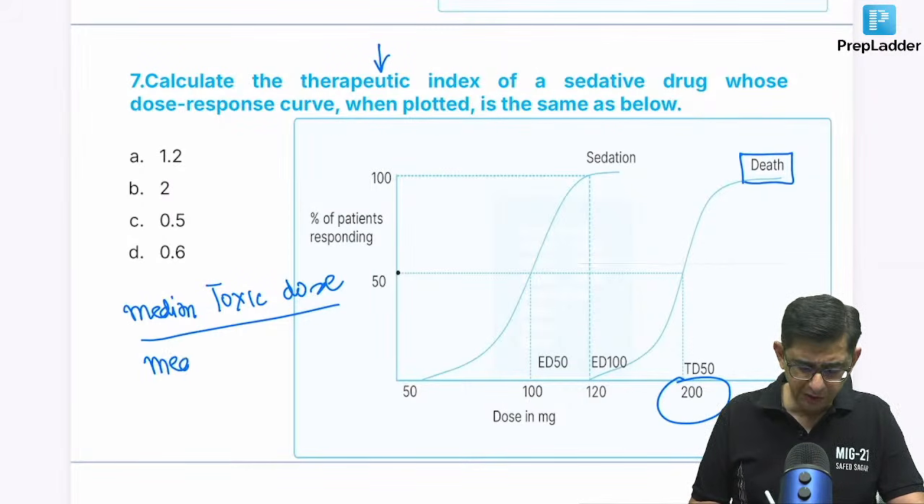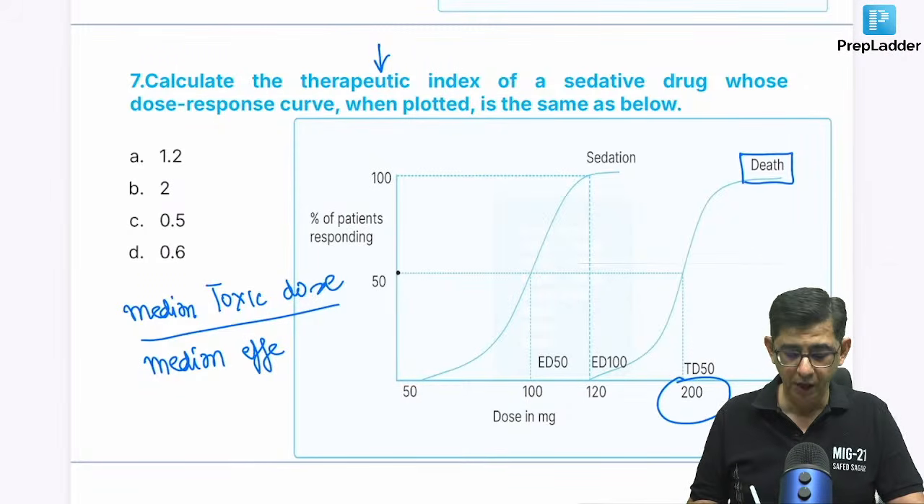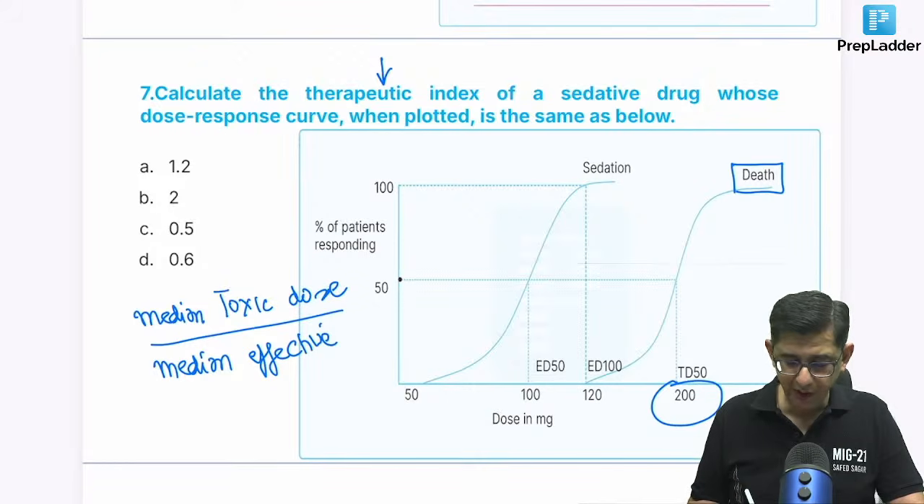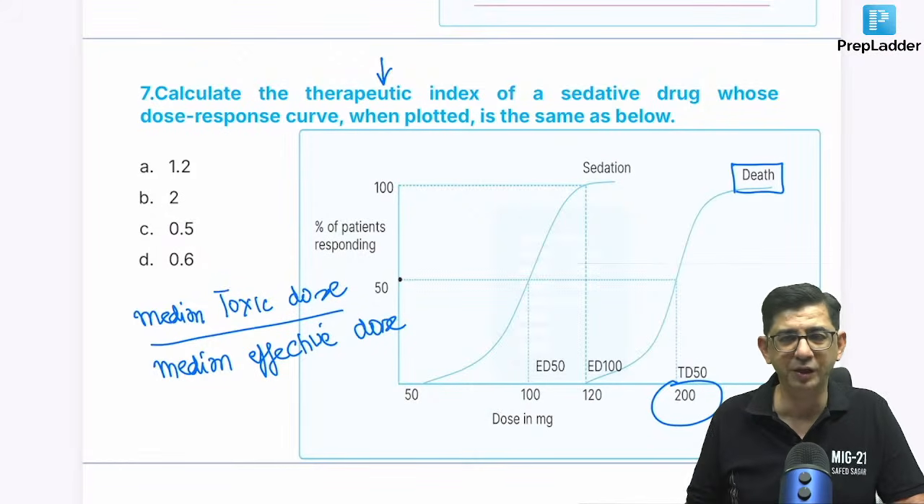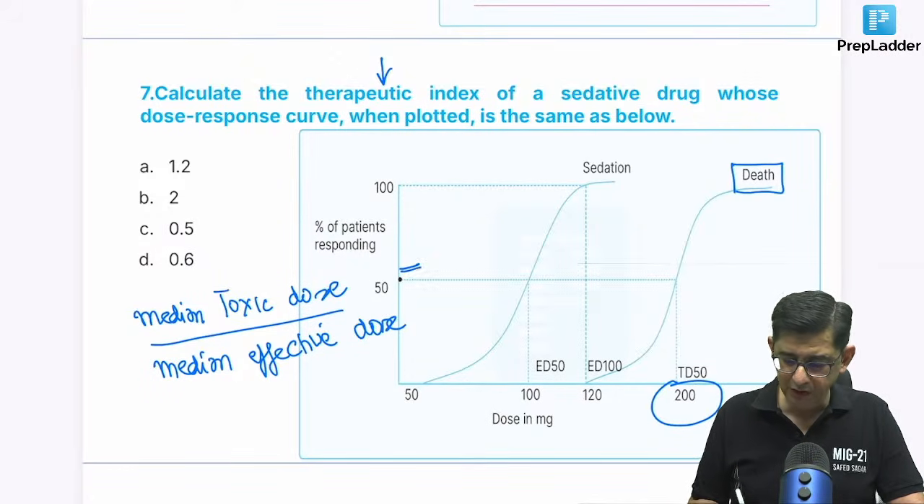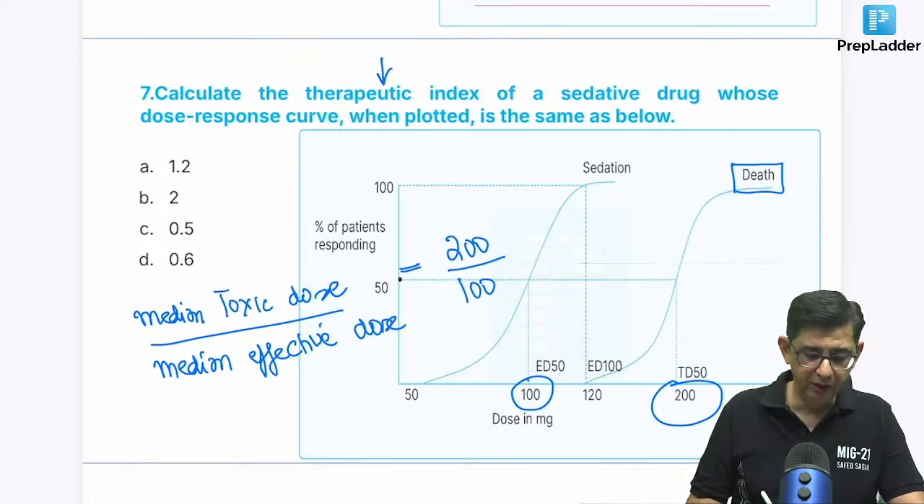And if these questions come, they are going to be one-step division or one-step multiplication. Never anything going beyond that. So even if I was looking at these values casually, it would have been either 100 by 200 or 200 by 100. I mean, either it is 0.5 or it is 2 in a question. So here, the toxic dose value given on the x-axis is 200, the median effective dose value is given to be 100, and what you can see in between is 120, that would be the effective dose for the majority of patients. So if I divide, this therapeutic index will turn out to be a value of 2.